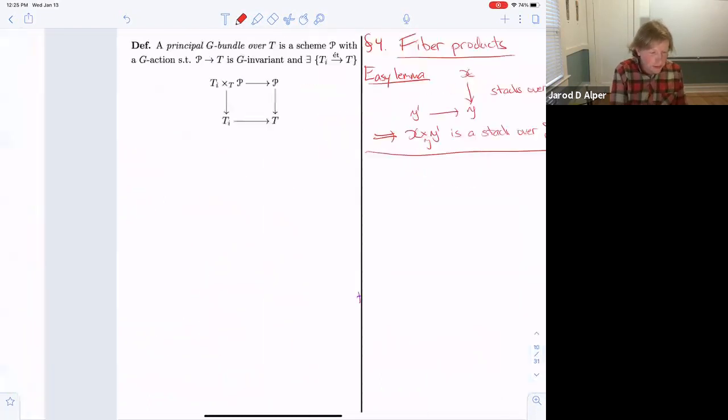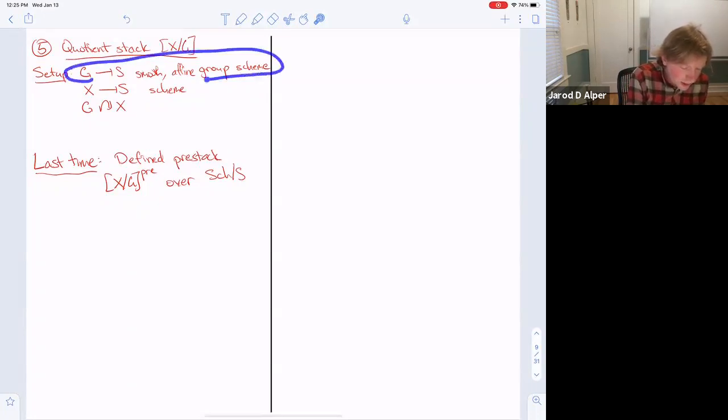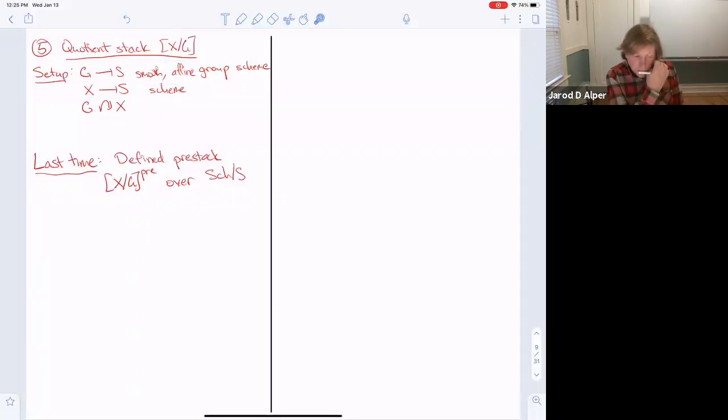quotient stacks. And I said something last time about this. So here we're in the setup where we fix a group scheme G over S, and I'm going to impose, for a reason that'll become clear later, that it be smooth and affine. And let's suppose that G acts on a scheme X over S.